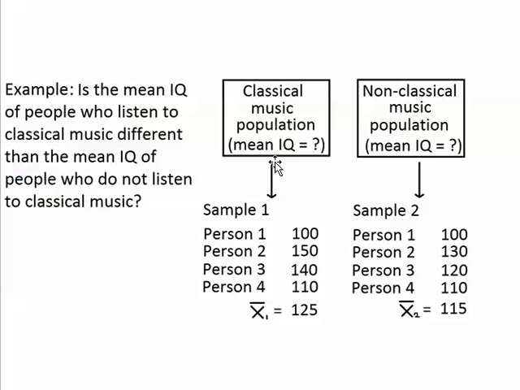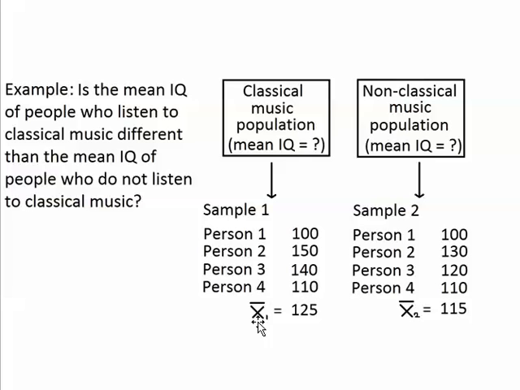Imagine that I've randomly selected 5 people who listen to classical music. I've recorded their 5 IQs. And I randomly selected a sample of 5 people from the non-classical music population, and I recorded their 5 IQs. And I calculated the mean of sample 1 and the mean of sample 2. I calculated the mean of sample 1 by adding these 5 numbers and dividing by 5. And I calculated the mean of sample 2 by adding these 5 numbers and dividing by 5.